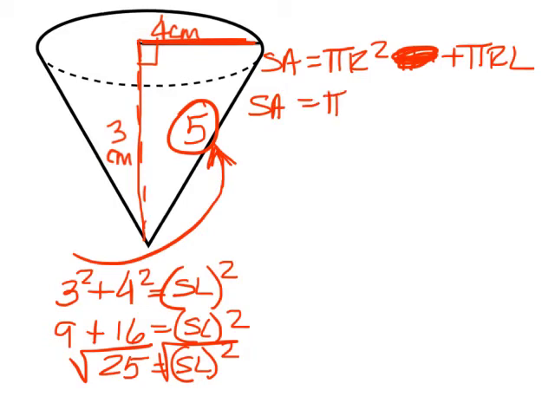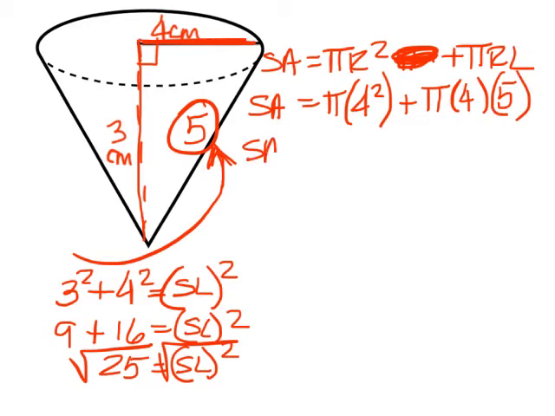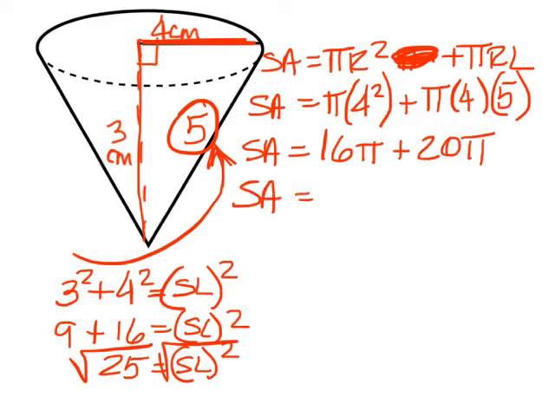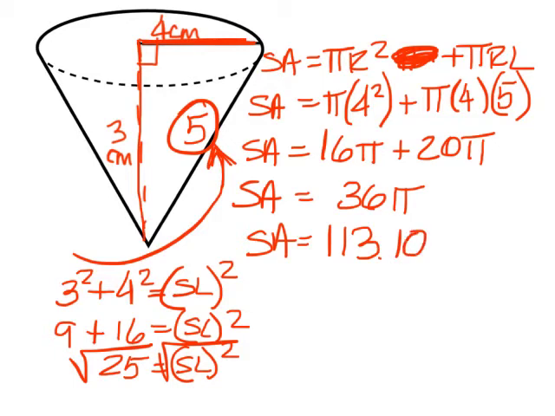So it would be pi times 4 squared plus pi times 4 times 5. So that's 16 pi plus 20 pi. That's the same thing as 36 pi. And find that in your calculator. 36 times pi is 113.10 centimeters squared.